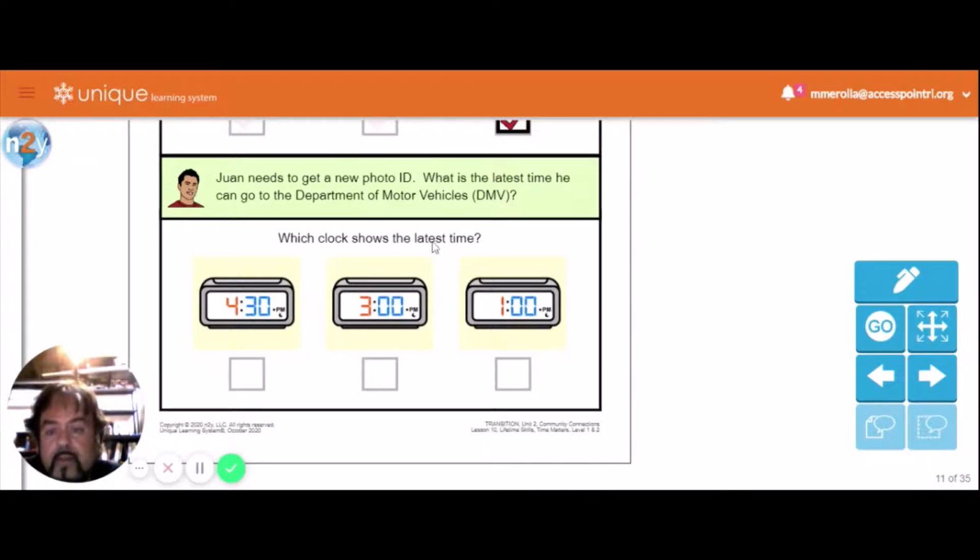Juan needs to get a new photo ID. What is the latest time he can go to the Department of Motor Vehicles (DMV)? Which clock shows the latest time? Is it 1 in the afternoon, 1 p.m., 3 in the afternoon, 3 p.m., 4:30 in the afternoon, 4:30 p.m.? Let's go to the other page and find out.